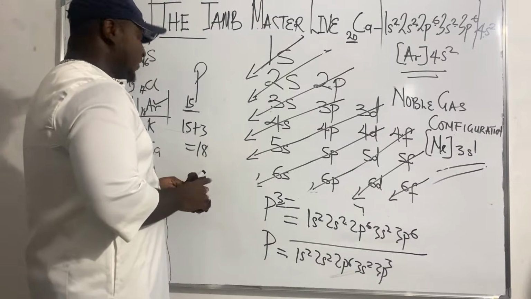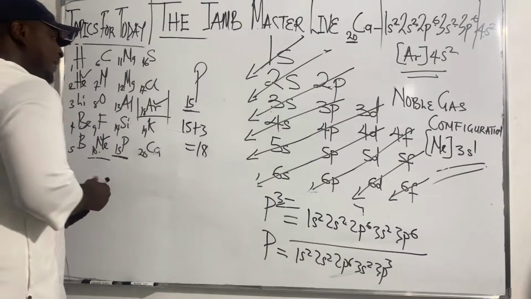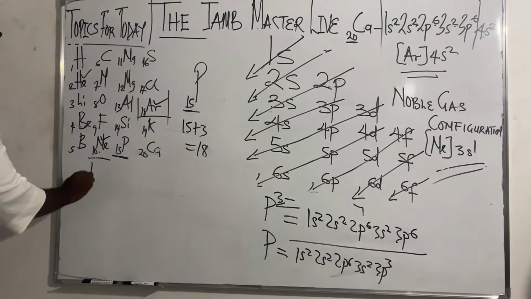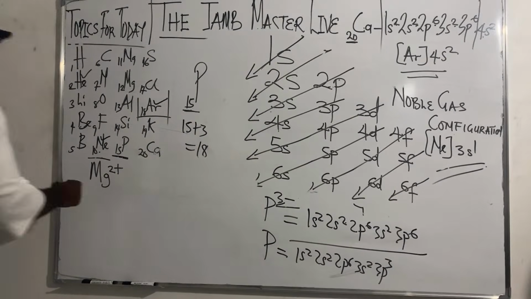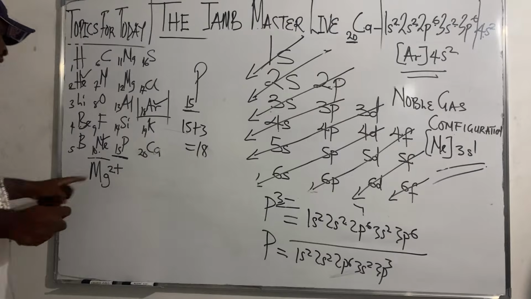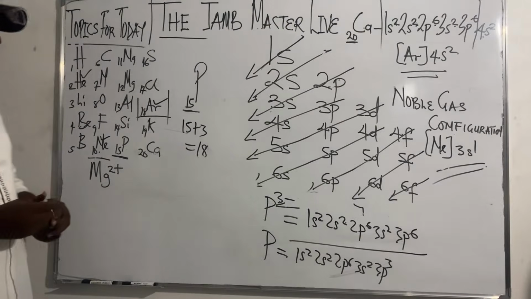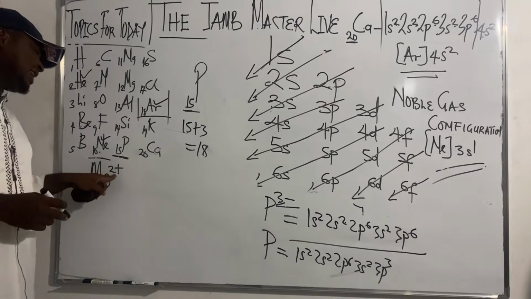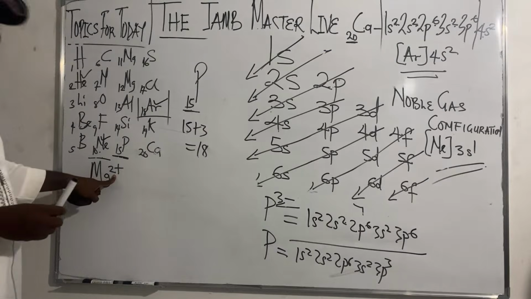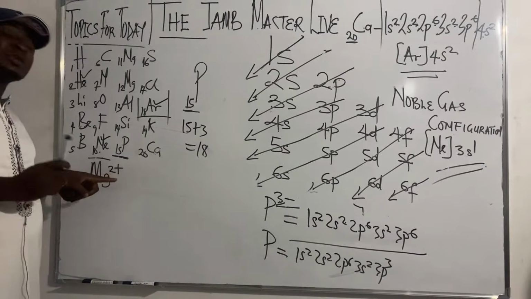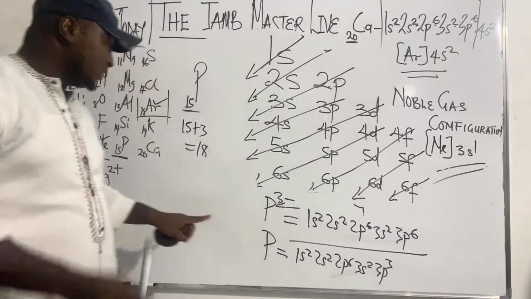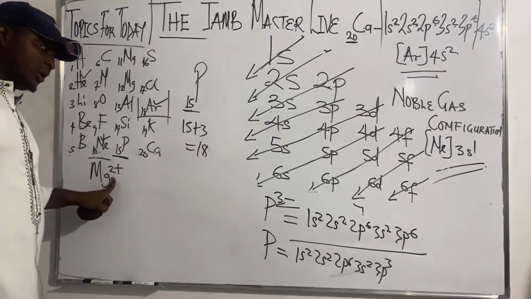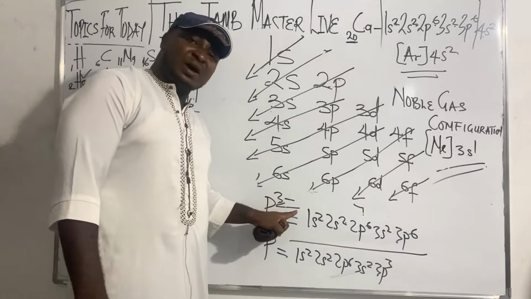Class, please take note of this. The same thing applies if they ask you to write the SPDF configuration for Mg2+, magnesium 2+. When you see magnesium 2+, it means this magnesium is not a normal magnesium. In chemistry, when you have a positive charge, it means you have lost electrons. When you have a negative charge, it means you have gained.